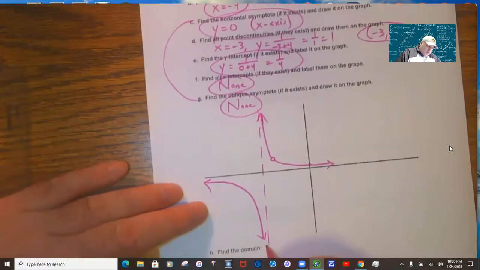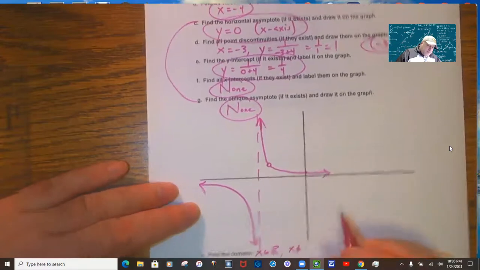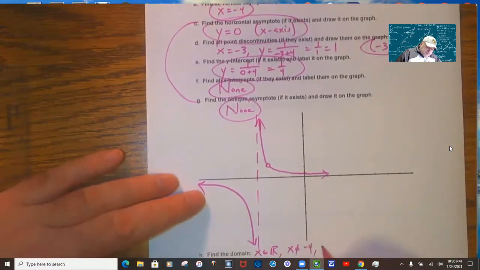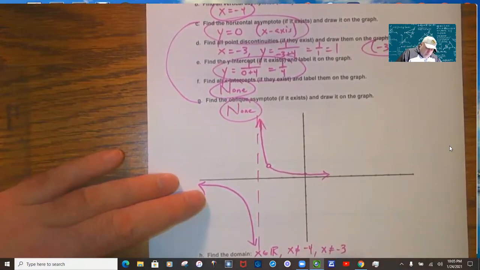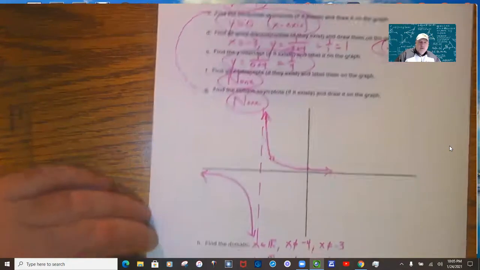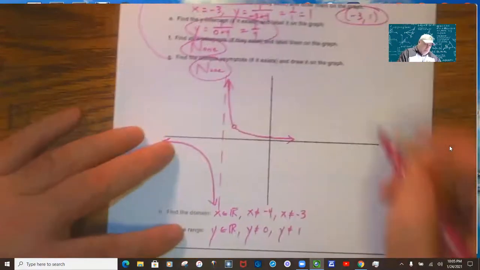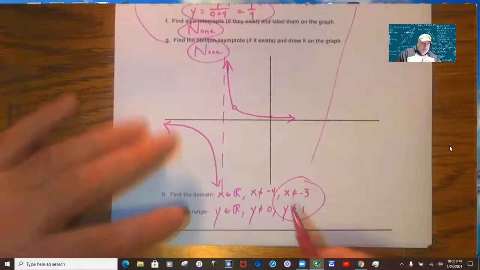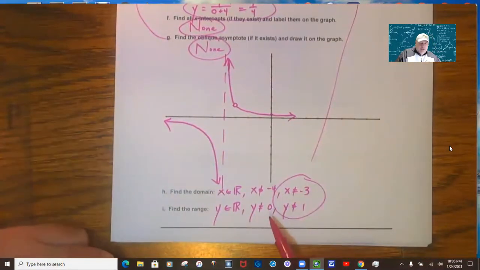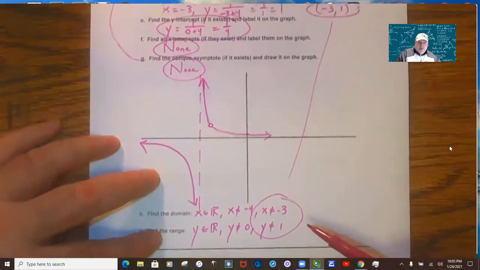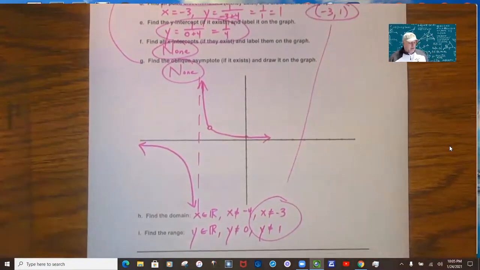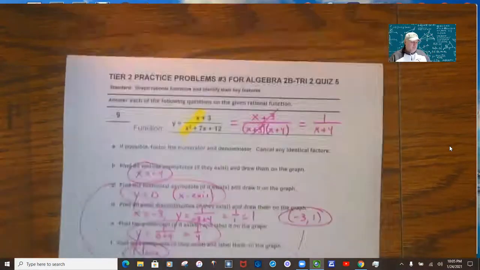So x is an element of the reals. X does not equal -4. And y does not equal 0, and y does not equal 1. Okay, so again, we're striking out these things. This is the vertical and horizontal asymptote. This is the point discontinuity that we're striking out of the domain and range.